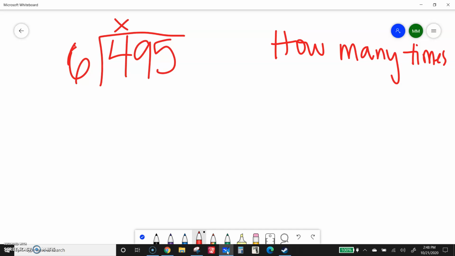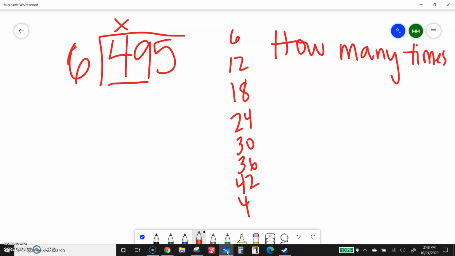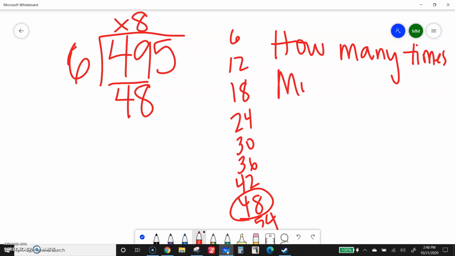How many times does 6 go into 49? I can put my multiples of 6: 6, 12, 18, 24, 30, 36. I'm looking for one that's close, but not bigger. 54. Okay, so 48 is close, but not bigger. I can write that down here, and that was 8 times. So it went in 8 times. I then multiplied 8 times 6 to put 48 down there.